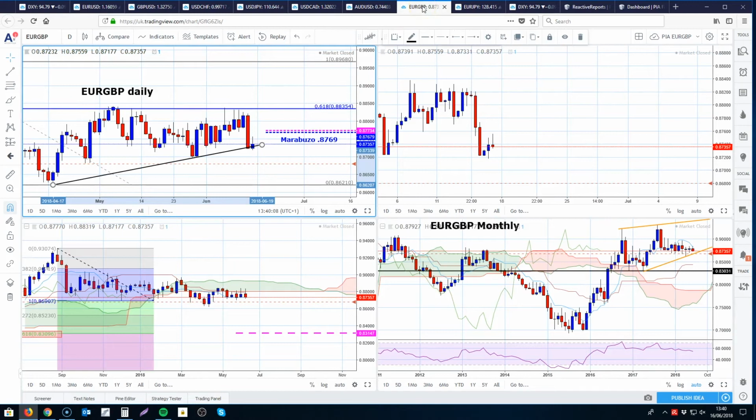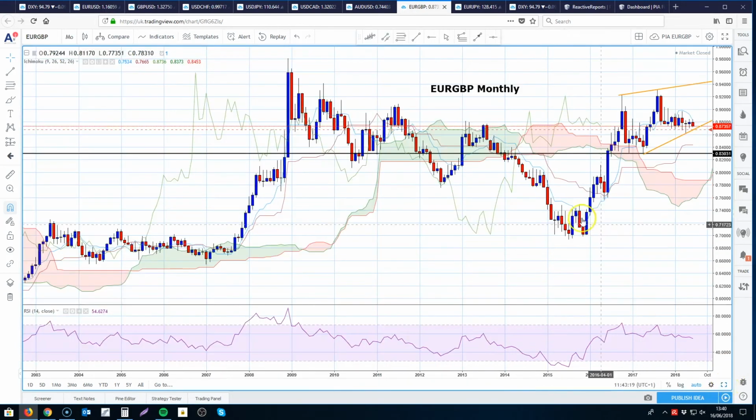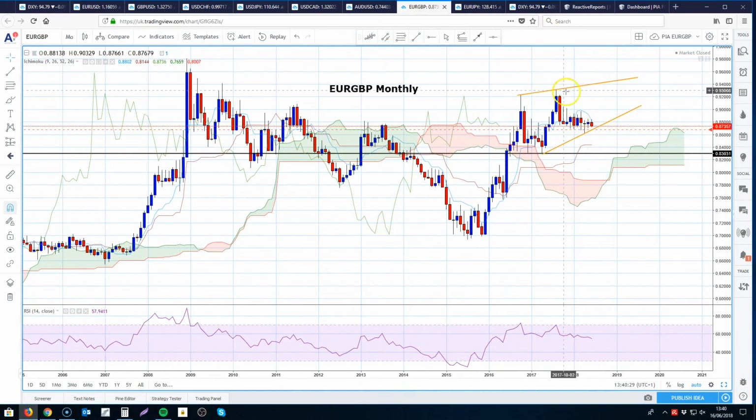Euro sterling, real mixed bag. We were trying to buy dips in euro sterling last week. We didn't get the dips. In fact, it rallied up until Thursday, and then we obviously had that weak ECB meeting. We've moved again to the downside. The monthly chart highlights what we believe to be an ending wedge pattern. So we're getting towards support, which is at 86.80.